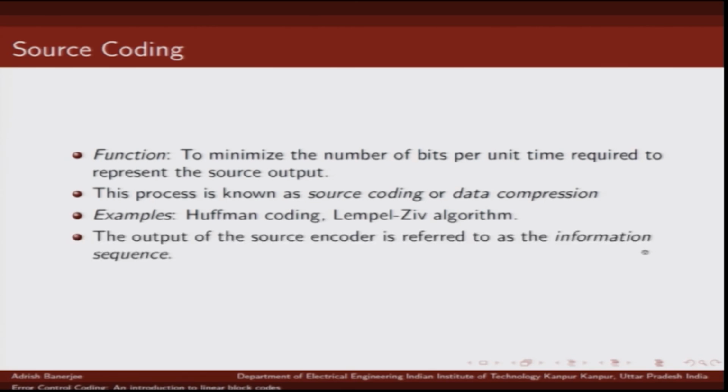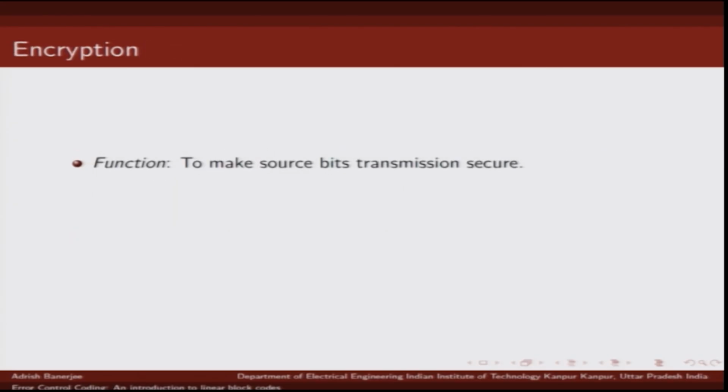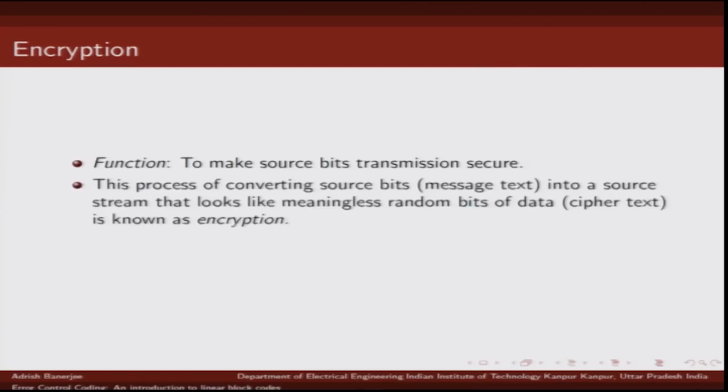And as I said, the input to our channel encoder we are referring to as the information sequence. Now, the next block was encryption, and the objective of encryption is to make the data, or the bits, secure, so that unwanted users should not be able to find out what has been transmitted.